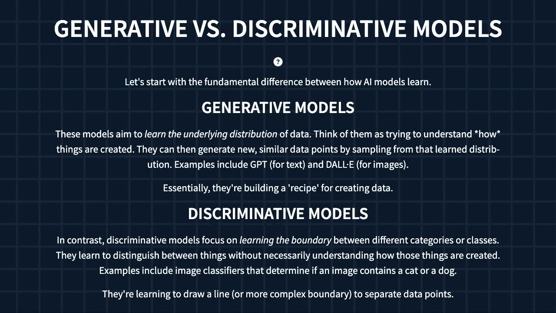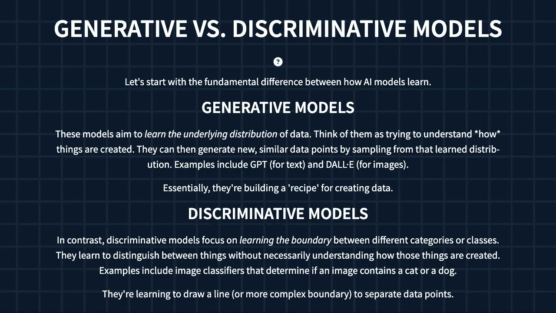Okay, so let's break down generative versus discriminative AI models. Think of it like this. Generative models are like artists. They learn how things are made and can then create entirely new works based on the knowledge. Models like GPT and DALL-E fall into this category.